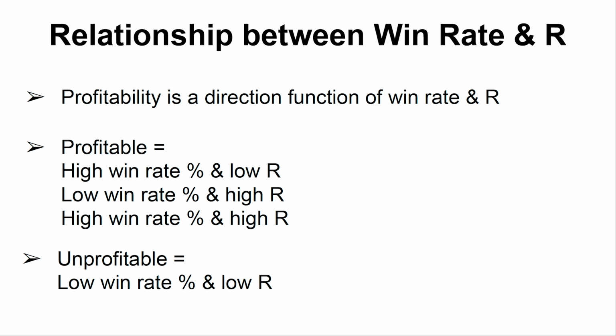This trader's setups either have a high win rate but a lower R multiple, a lower win rate but a high R multiple, or in the best case scenario, a high win rate and a high R multiple. Traders who are not profitable, on the other hand, will likely fall into the low win rate and low R multiple setups. Now let's take a look at the math behind profitability.